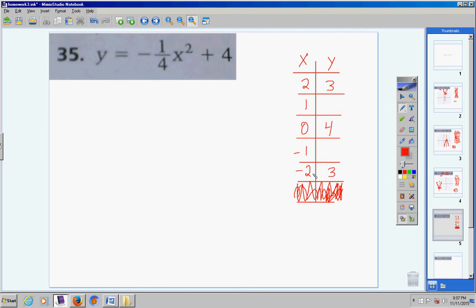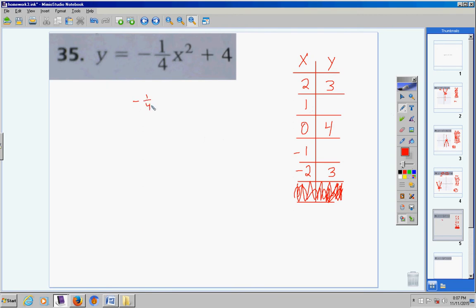So I'm going to substitute negative 2 in and see what happens. Negative 1/4, negative 2 in parentheses squared, positive 4. Now I have negative 1/4 times this. Well, negative 2 squared means negative 2 times negative 2, which is a positive 4. So I have negative 1/4 times a positive 4. A negative times a positive is negative. 1/4 times 4 is 1. Negative 1 plus 4 is 3. So yes, it checks.